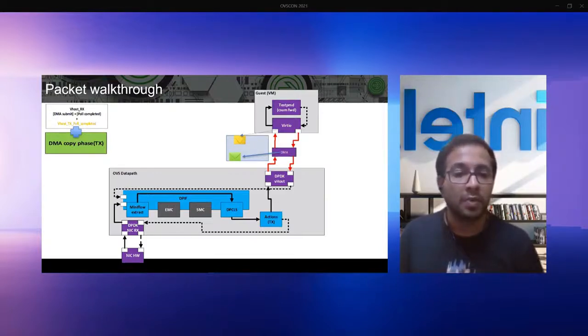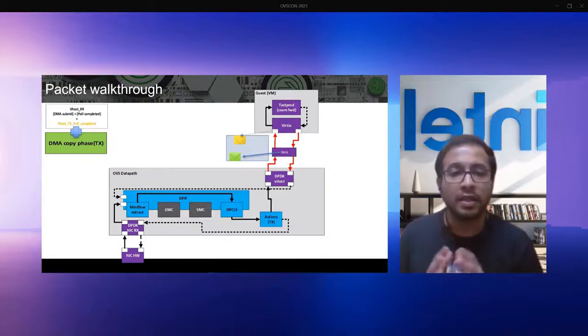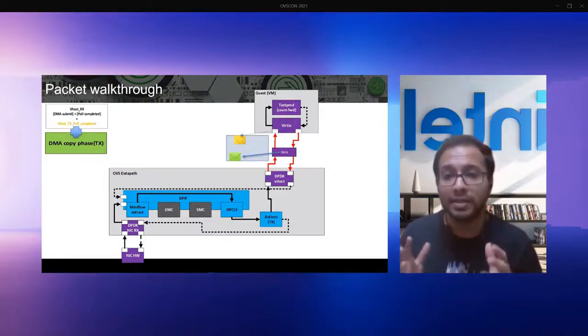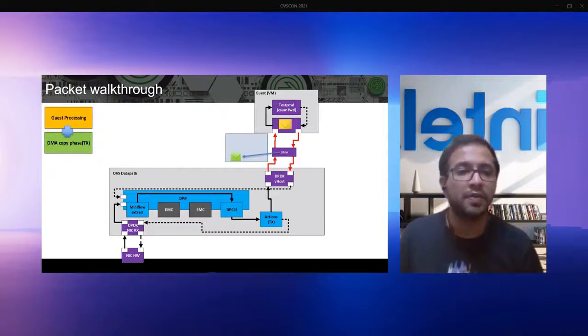Now, the DMA copy initiated for the first yellow packet is complete. And when OVS checks for its completion, it's reported done. The vhost library then notifies the VM of a packet waiting for it to be consumed. Notice that during all this, the DMA copy for the second packet has already started. Next, the VM sees and picks up the first packet and starts to do its processing. Meanwhile, the second packet is being copied by the DMA in parallel.